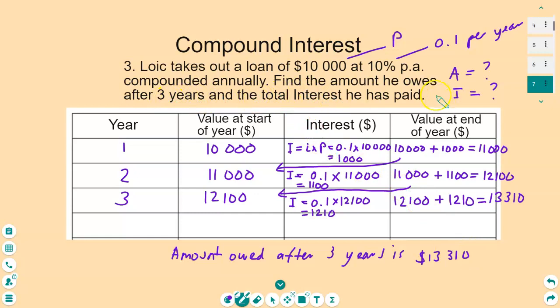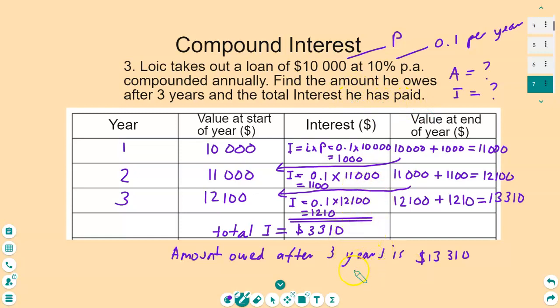And the total interest he has paid. Total interest, summing up this column, 1,000 plus 1,100 plus 1210. 3,310. Let's just call that total interest. So that's the total interest he has paid.